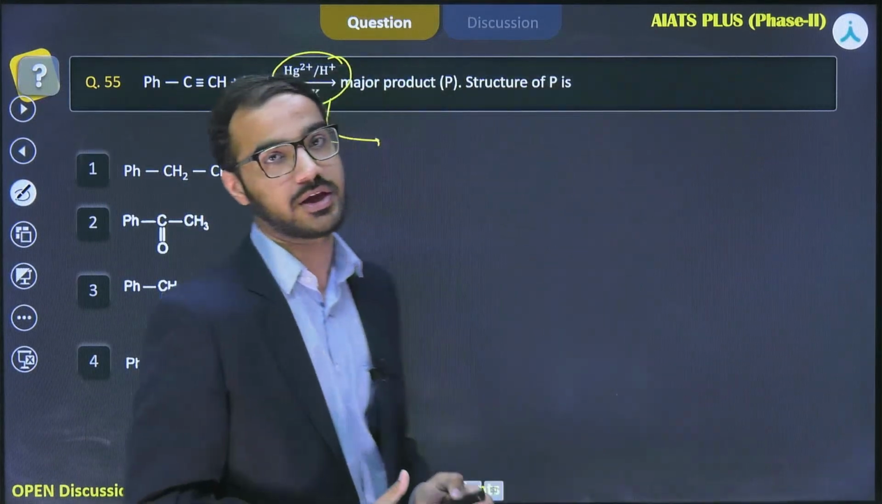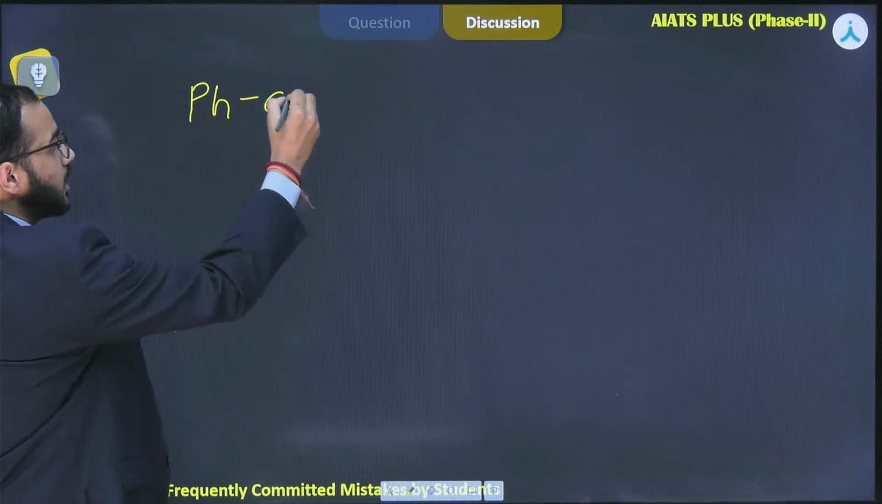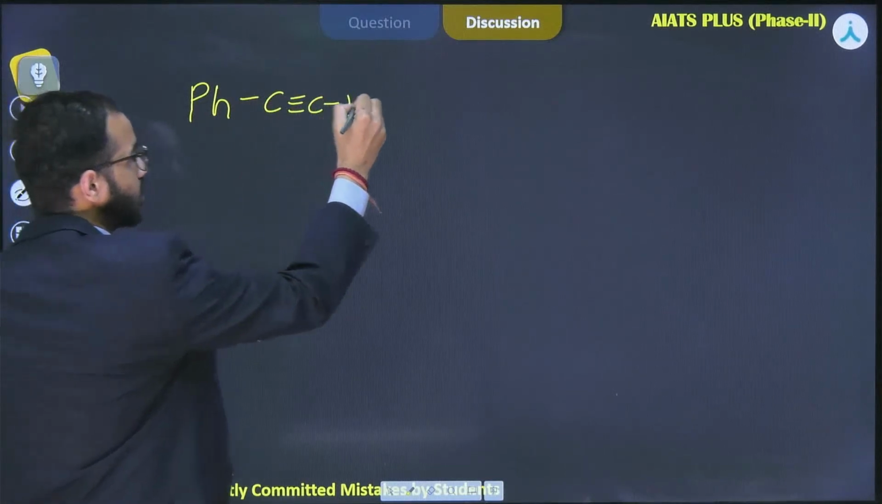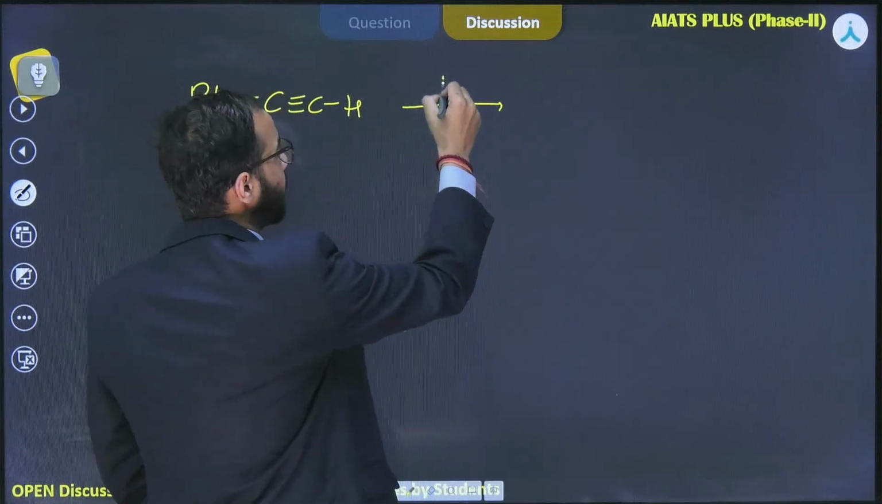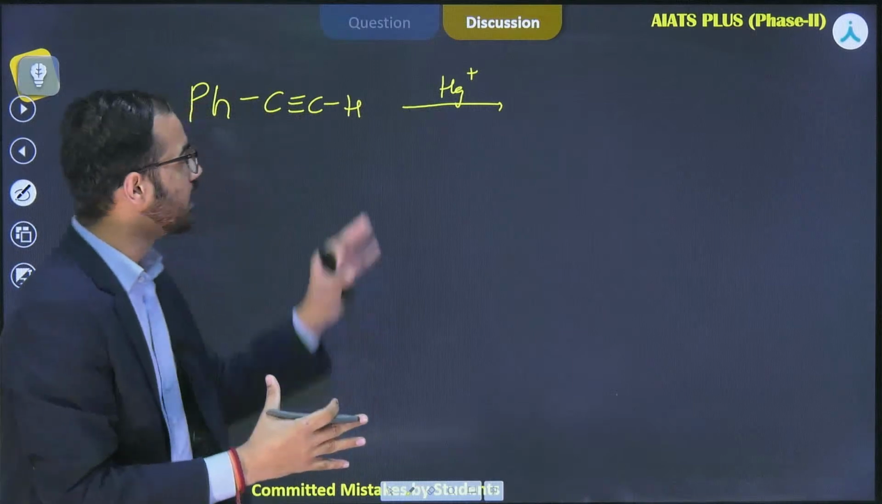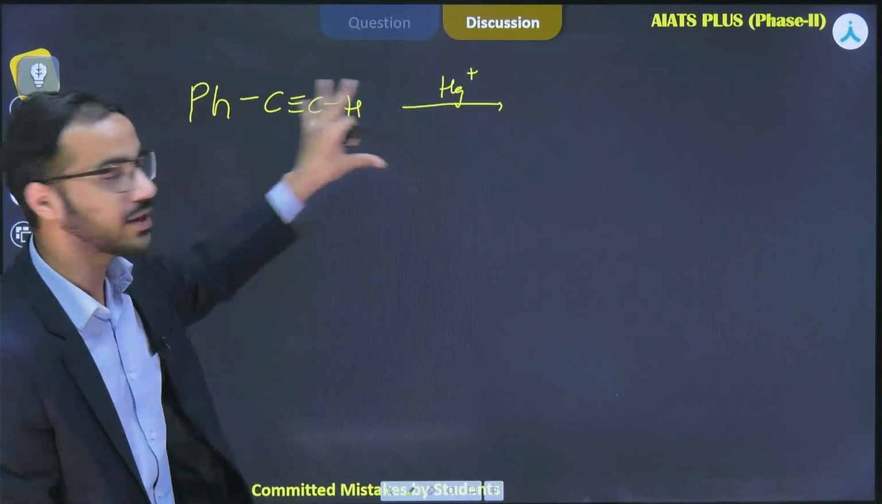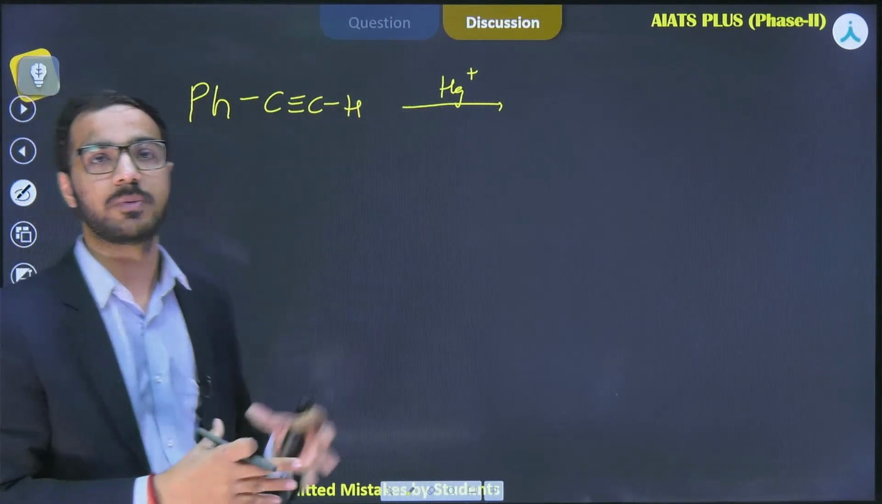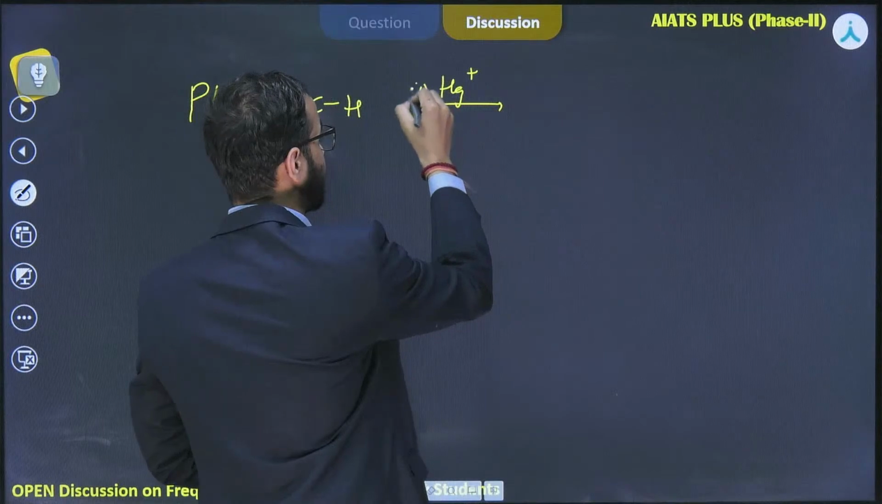So let us start from the mechanistic approach. Let us say you are having a substrate, Ph-C≡CH, and now you are hydrating it in the presence of Hg2+. So what will it cause? First, it simply binds, and when it binds, you will be getting a mercurous salt. Then you are hydrolyzing it.